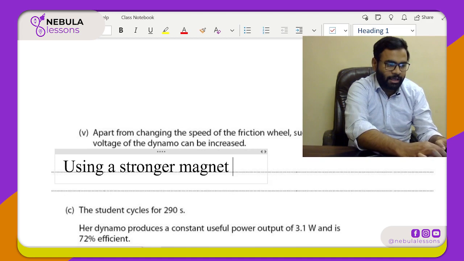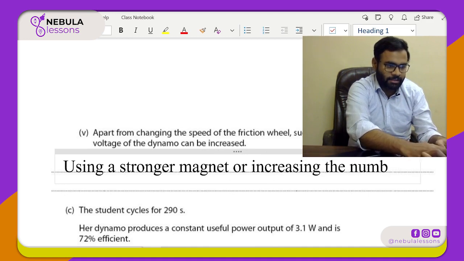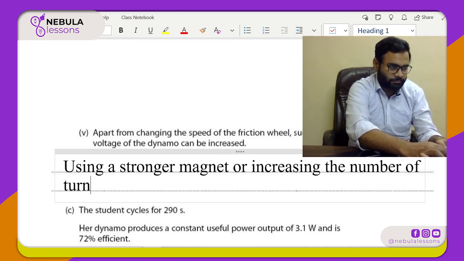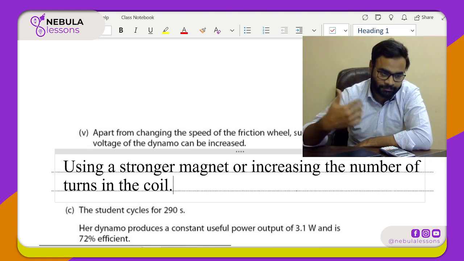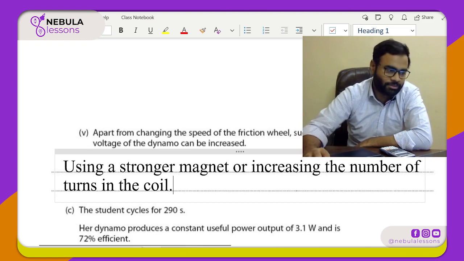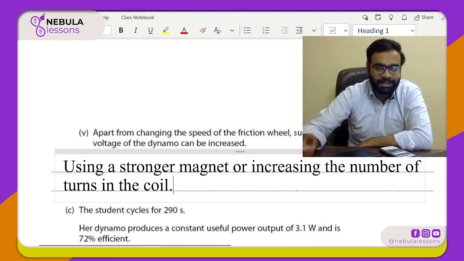Or increasing the number of turns in the coil. Okay, so these are the two ways by which you can increase the magnitude of induced EMF or output voltage apart from the speed.